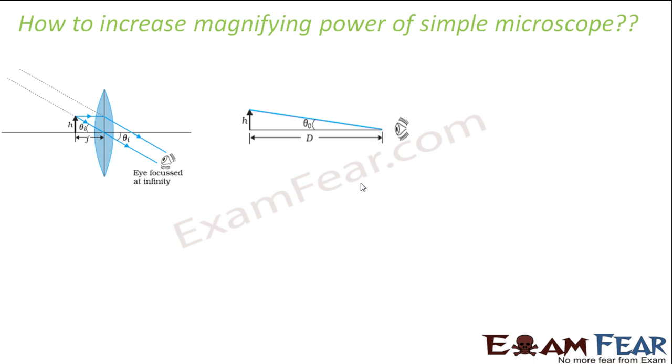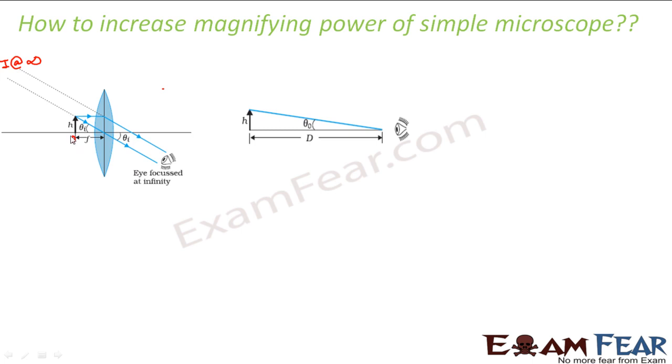Let us consider two scenarios here. In the first scenario, what do we see? The object is placed at the focus and the image is formed at infinity. So in this first scenario, the image is at infinity and the object is situated at the focus.